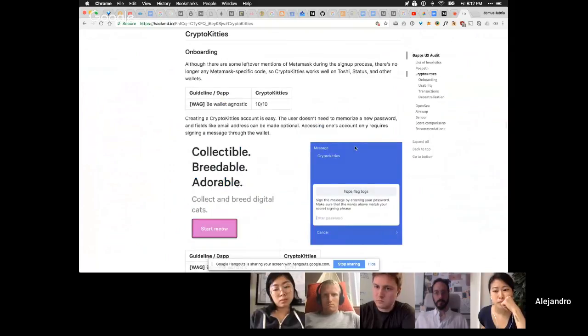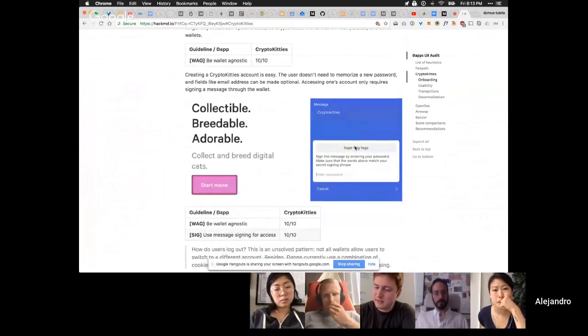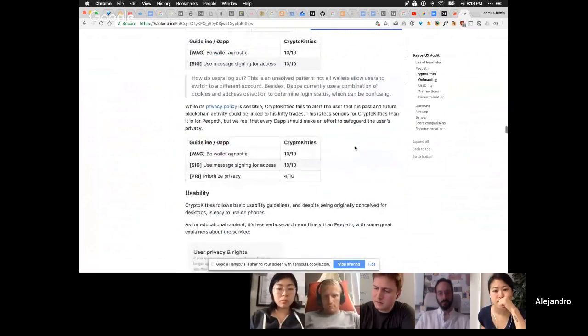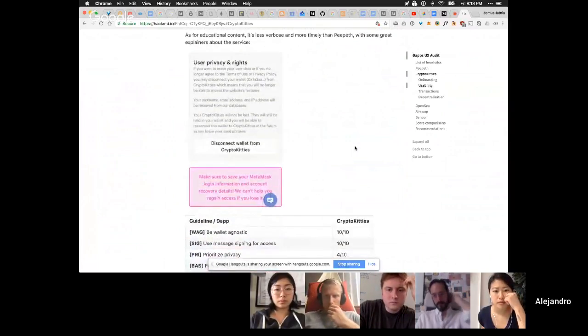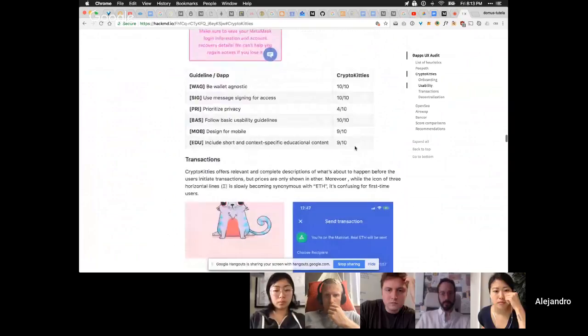There's CryptoKitties, which obviously we all know, or if you've been following the space since November at least, this is a game that blew up. It's about collecting kitties and trading kitties online as digital, scarce tokens that are unique. So yeah, I have a bunch of comments here on them. I can go by it later.